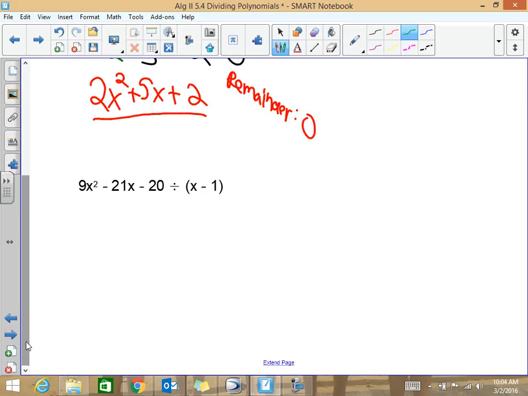So again, we've got 9x squared minus 21x minus 20 divided by x minus 1. So in our box, we're going to put what? Positive 1, right? And then we want to check and make sure we're not missing any terms. So we're starting with x to the second, x to the first, and constant, so we're not missing anything. So we line up 9, negative 21, negative 20. We draw the line and draw the arrow.